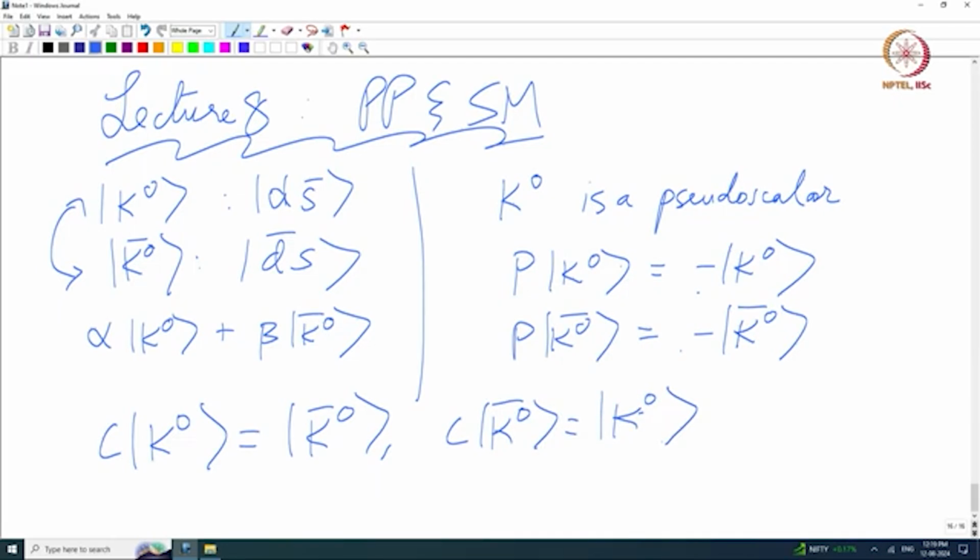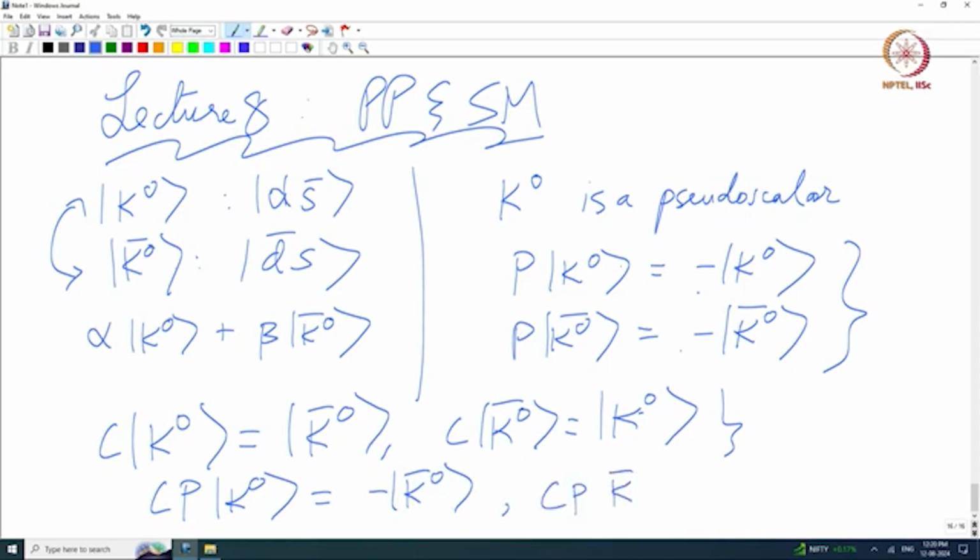Now indulge me a bit, I am going to check what happens if I apply CP together on this. So I am just going to combine this and this. Let us see what I get if I apply CP. It is a multiplicative quantum number, right. All that happens is that I pick up a minus sign from P and then I flip the K0s and the K0 bars to each other. So CP now on K0 bar is minus K0, very good.